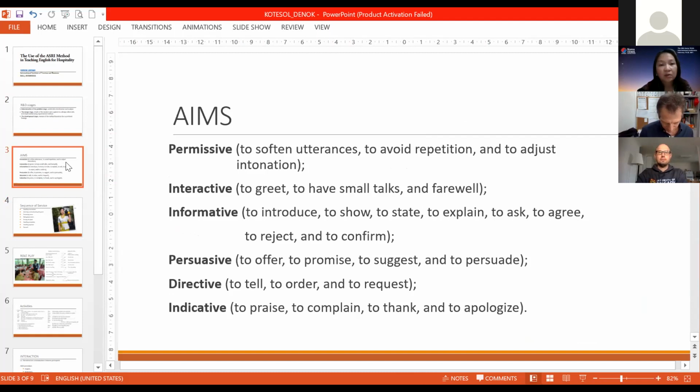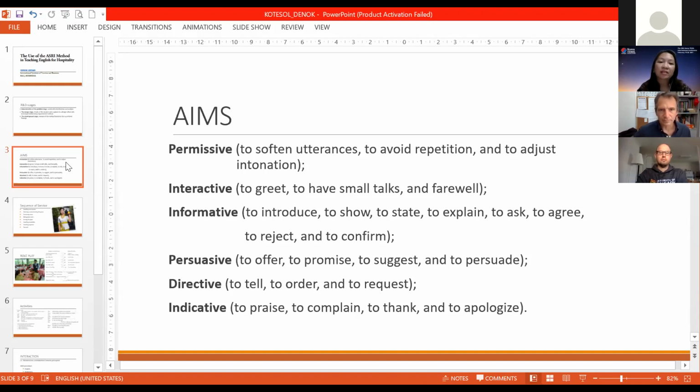The A stands for aims, because it refers to the communicative goals, the communicative objectives when the speaker says the sentence. This is categorized from the theory of language functions. The first one is the micro function, permissive. Permissive functions are used to soften utterances, to avoid repetition, and also to adjust intonation.